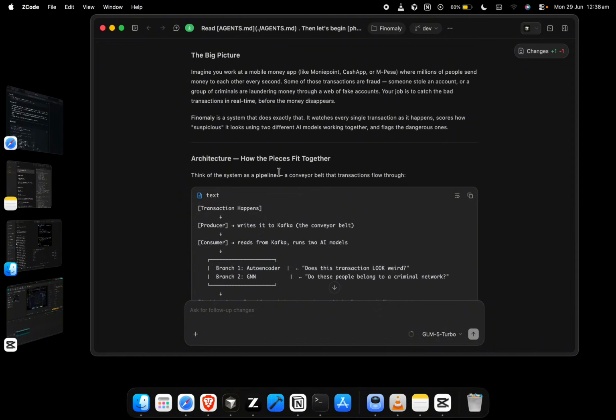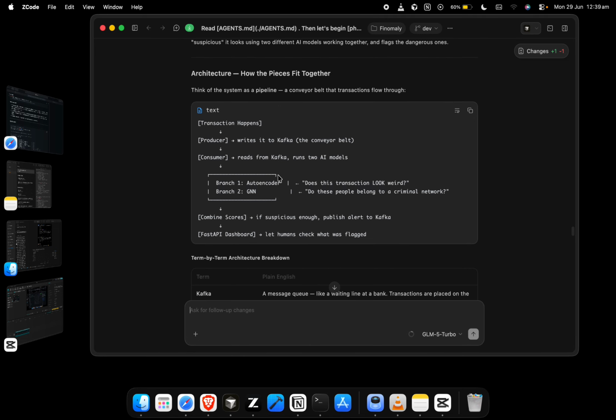Before we go forward, the tech stack I used was Python for the language, specifically version 3.14, and FastAPI as the framework. The architecture for Anomaly is a pipeline, a conveyor belt that the transactions flow through. The transaction happens, it goes to the producer, which writes it to Kafka. Kafka is a message queue for ordering the messages so that they are attended to one at a time and there is no overload.